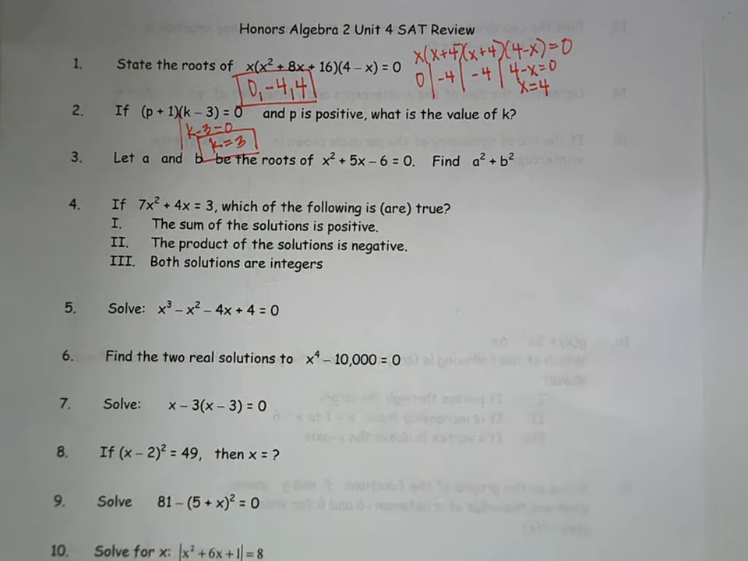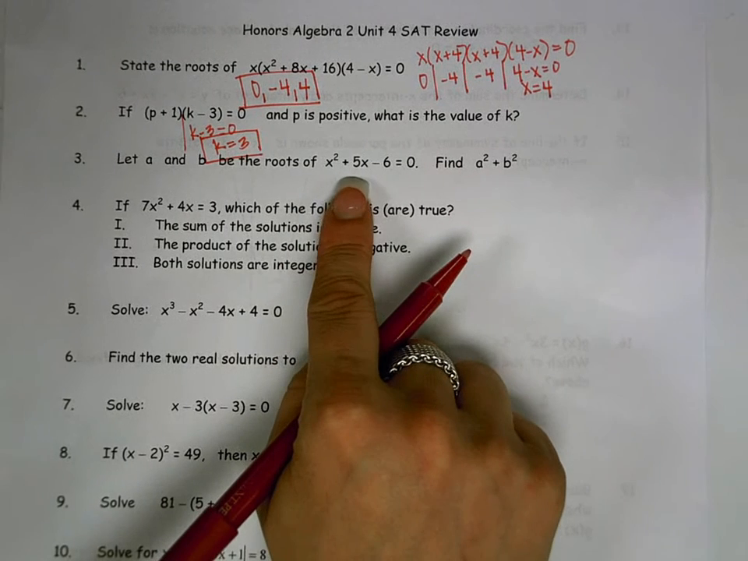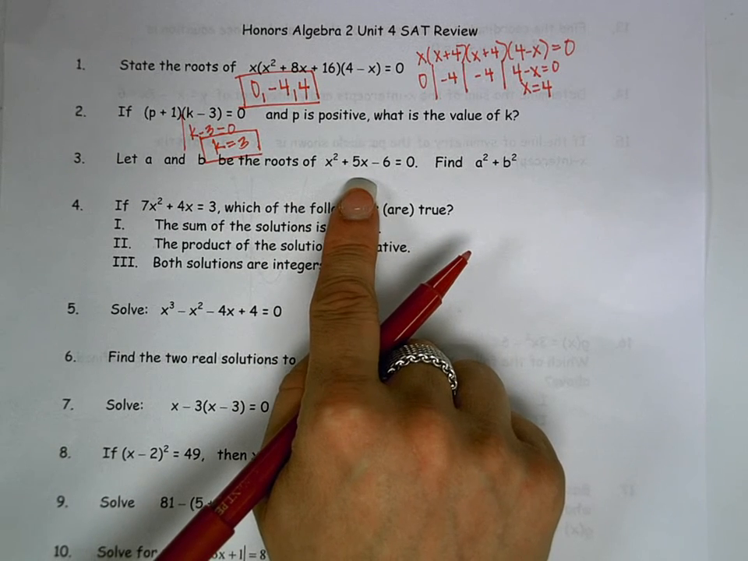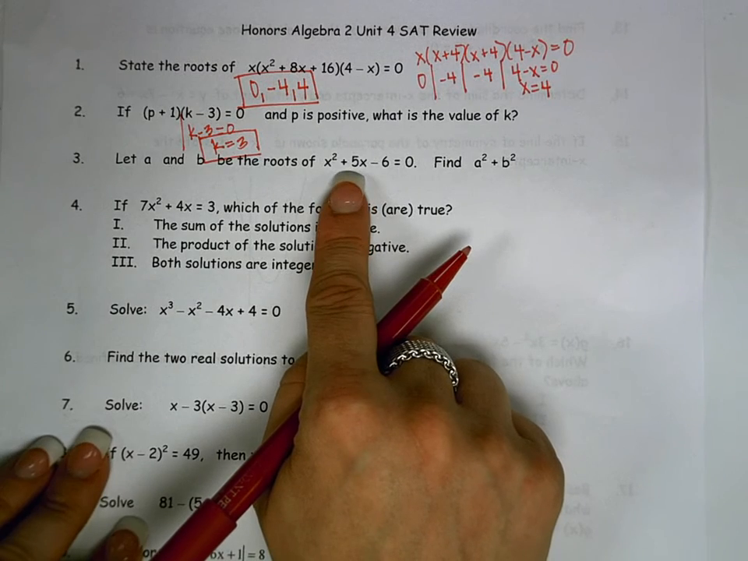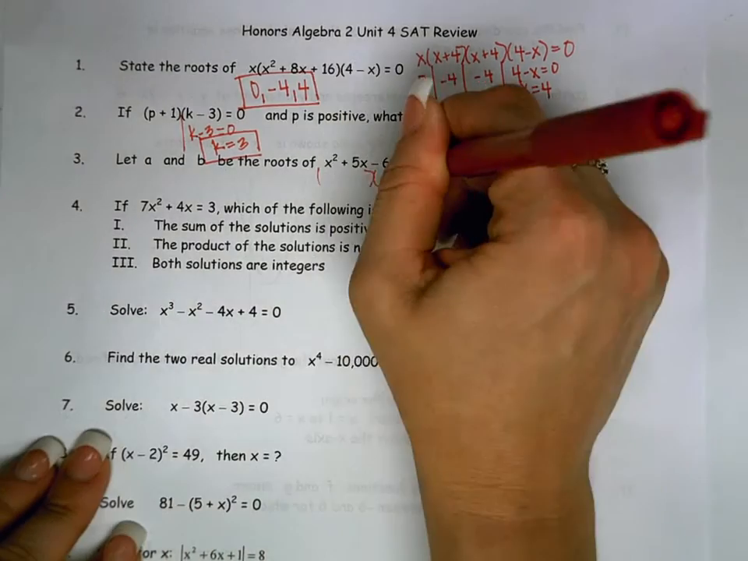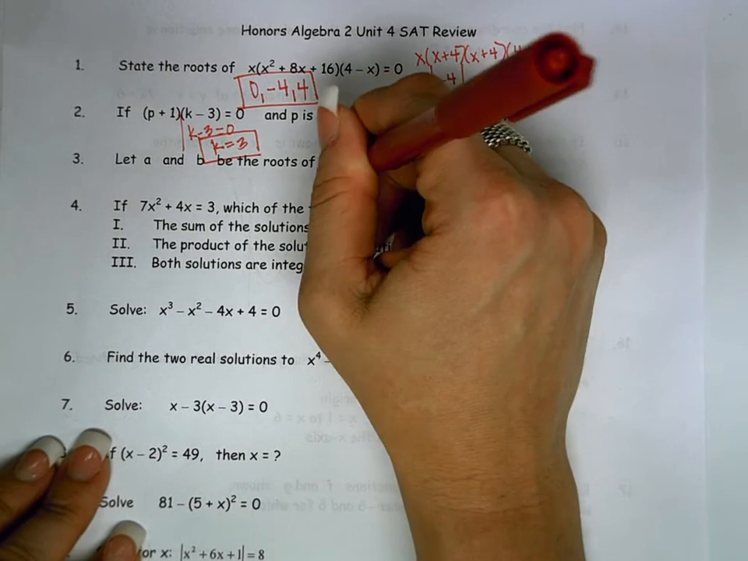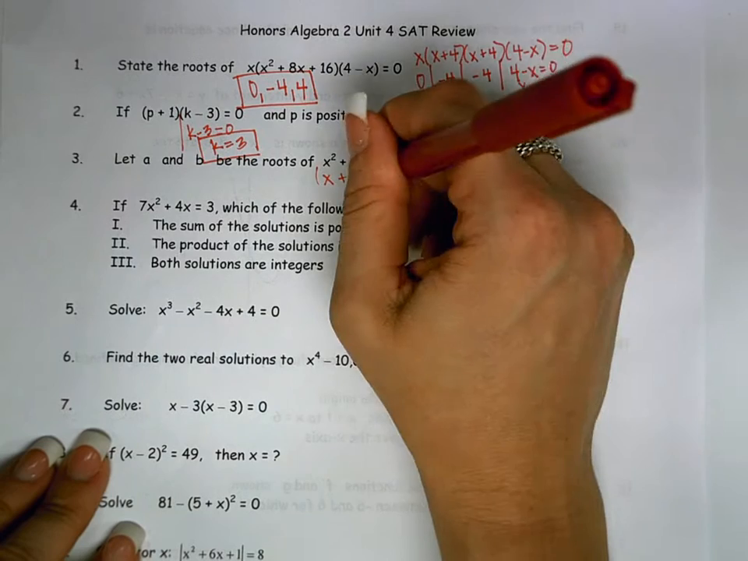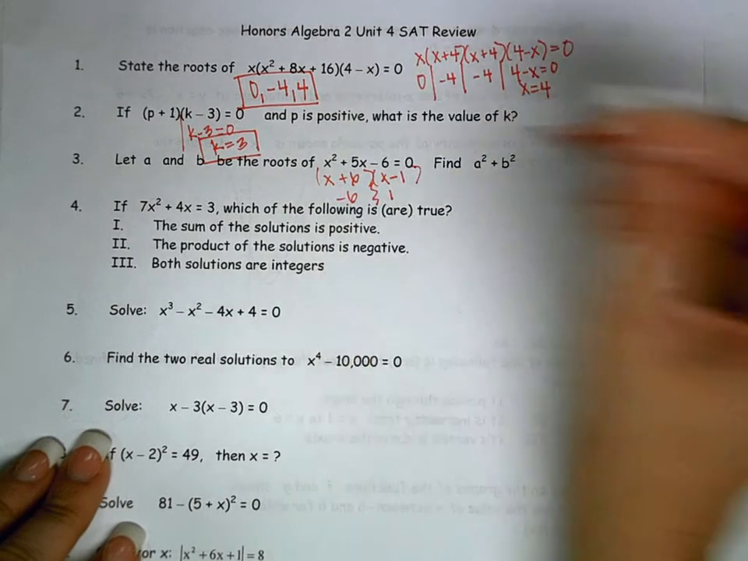Let A and B be the roots of this. The roots are the same thing as solutions, same thing as x-intercepts. So basically this just means factor and solve. It's already set equal to 0. So if I factor this, that factors to be x plus 6 and x minus 1. Set each part equal to 0, so negative 6 and positive 1.